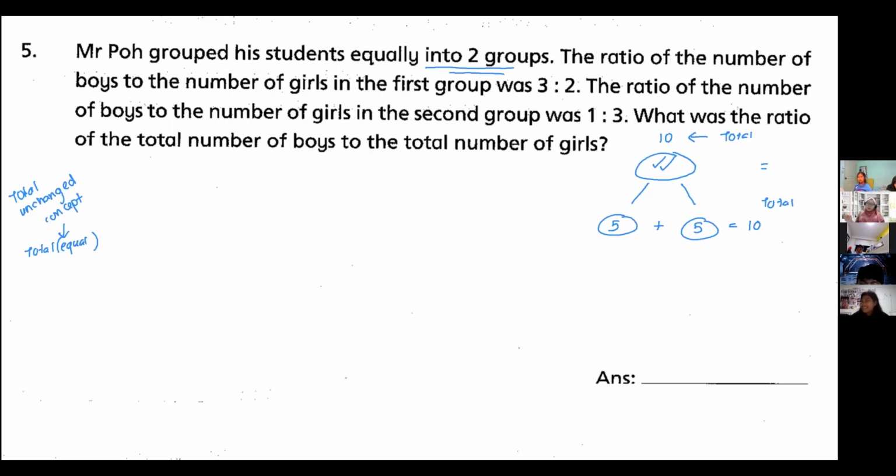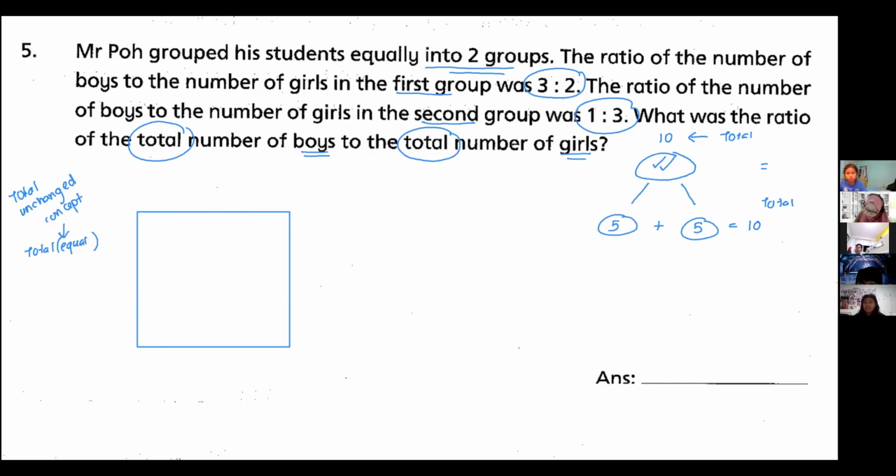The ratio of number of boys to number of girls in the first group was 3:2. The ratio of number of boys to number of girls in the second group was 1:3. What was the ratio of the total number of boys to the total number of girls? Like that. What I'm going to do is draw out the two tables. So you all just see, no copying yet.